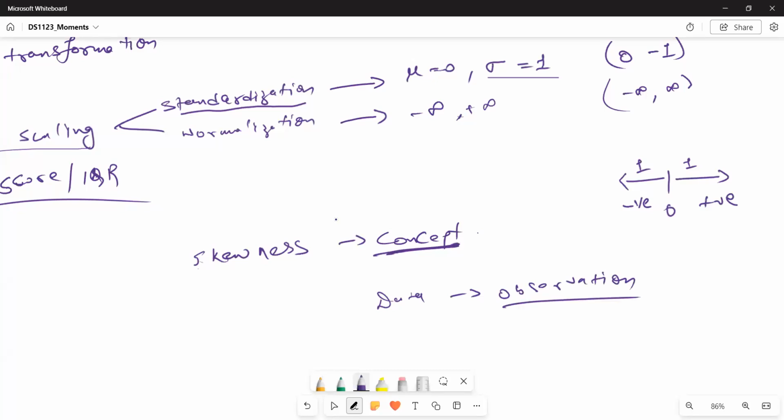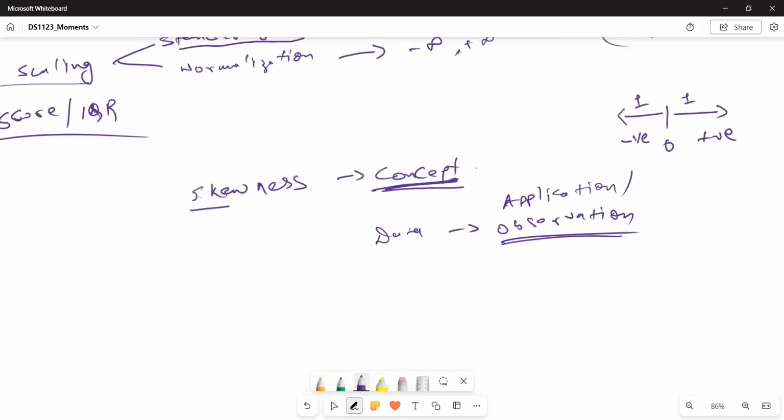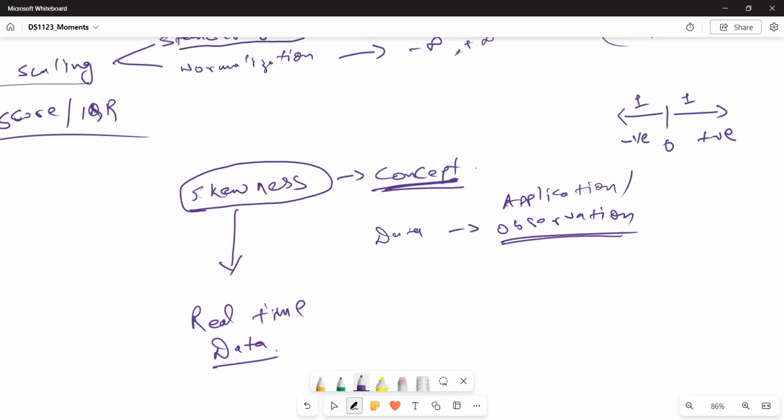And see, conceptually, everything is possible, right? Conceptually, everything is possible. But when you apply this, or when you see the applications, there are a lot of restrictions that come in, or there are a lot of things you'll not be able to achieve, right? To give you this idea, skewness for real-time data. Real-time data basically means any data you're collecting from the actual interactions or actual transactions, right? It could be any type of data.